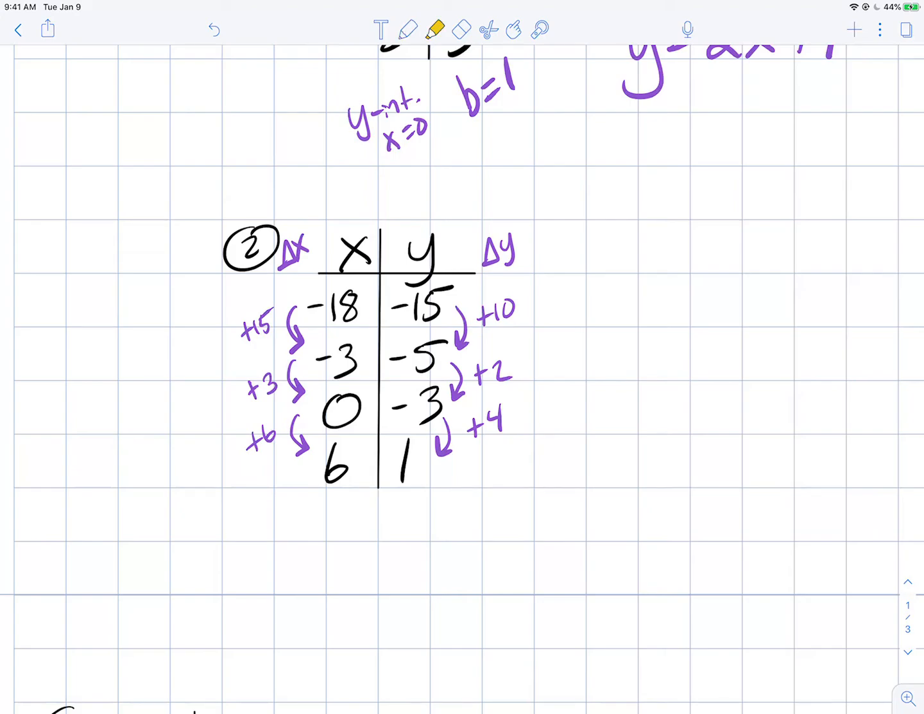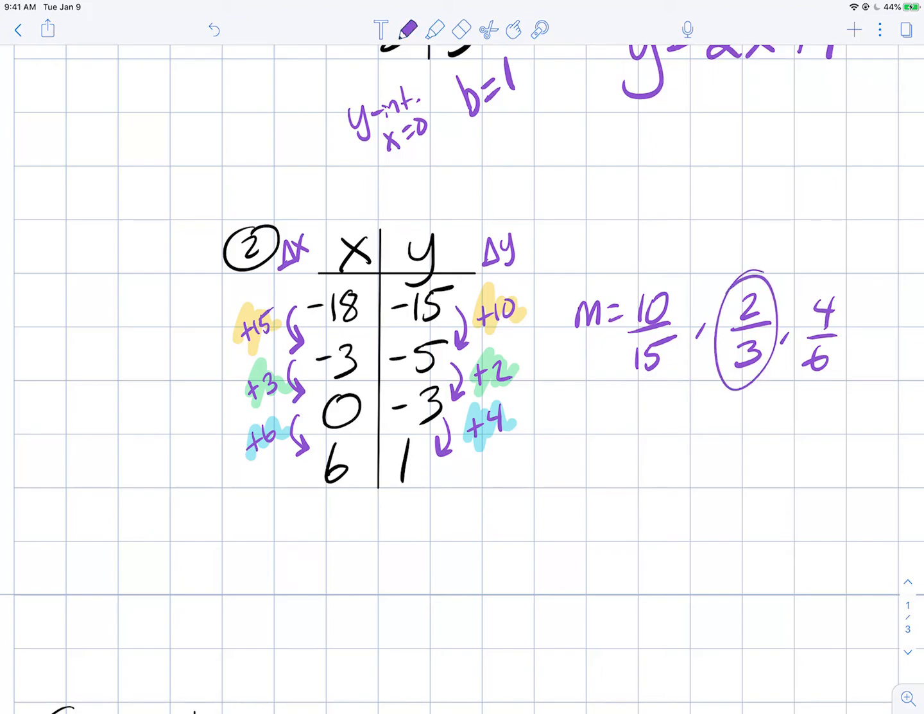Now, no matter which of those changes you take, whether you refer to the slope as your 10 over 15, your 2 over 3, or your 4 over 6, all of those fractions are equivalent. Every single one of those fractions reduces to the same thing, which is 2/3. So there's my slope, 2/3. And if we look at our table again, there's our y-intercept. It crosses the y-axis at -3. X is 0, y is -3. So my equation is y equals 2/3 x minus 3.